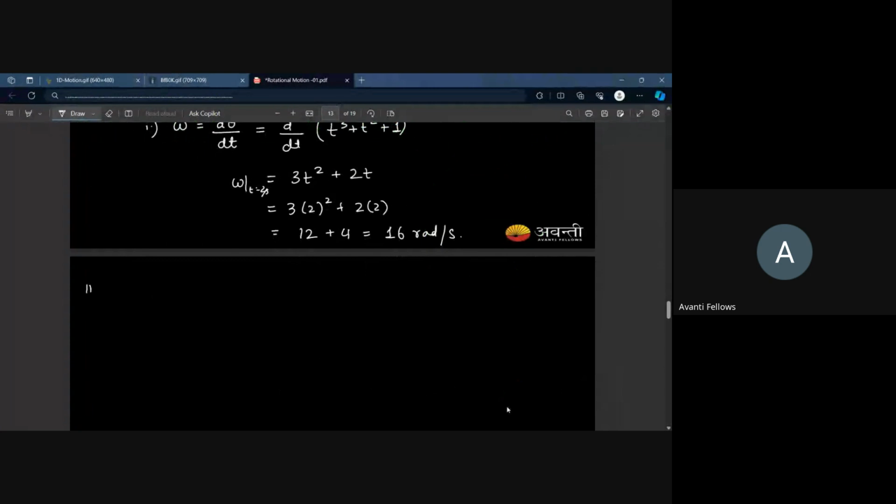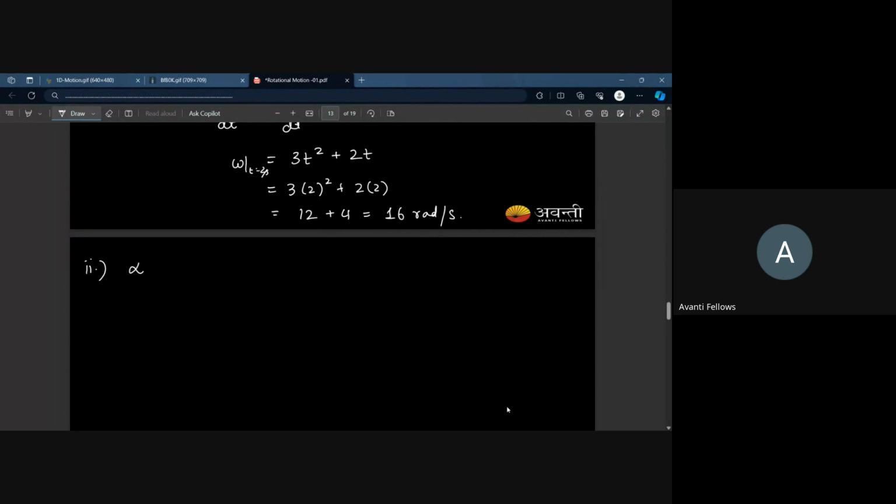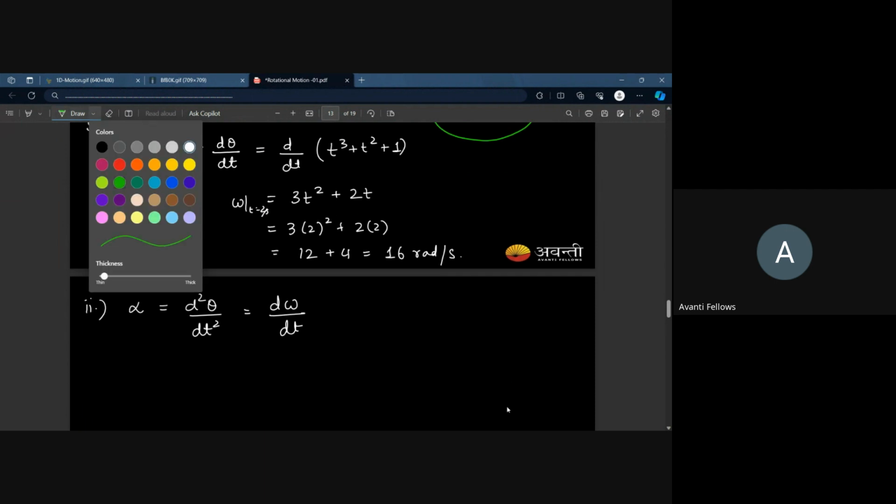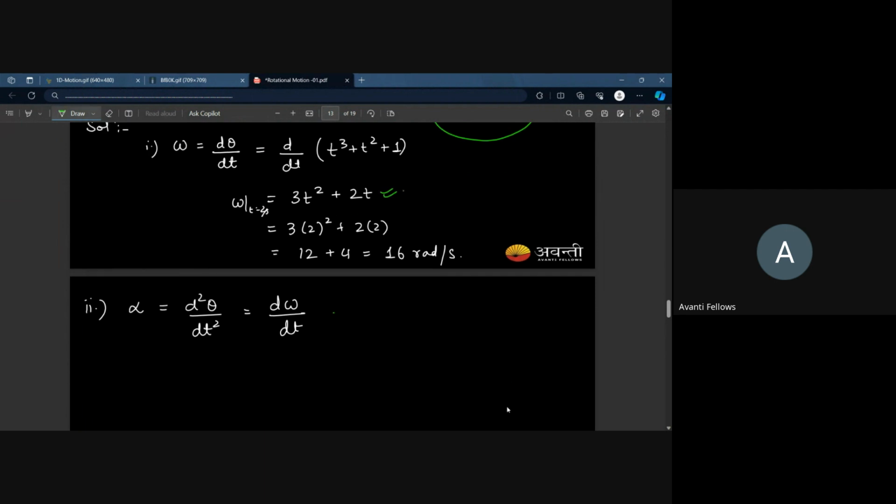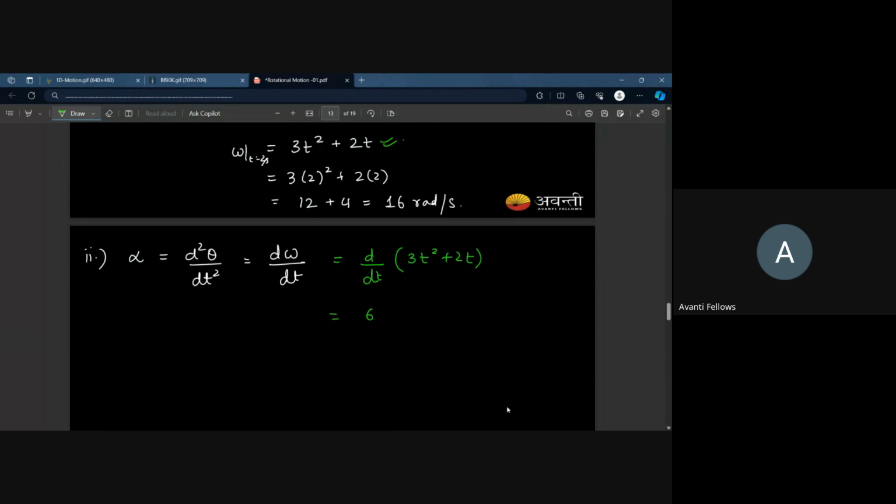Take care. Let's come to the second part. They're asking you the alpha. So alpha is what? Either you can write d2 theta by dt2 or you can write d omega by dt. So I guess you just calculate the omega in terms of t, and it is 3t square plus 2t. Just write it down. Differentiating 3t square plus 2t, it would become 6t plus 2. Again, calculate alpha at t equals 2 seconds. So it would become 6 into 2 plus 2, which is 12 plus 2, and it would be 14 radian per second square. Yes or no?